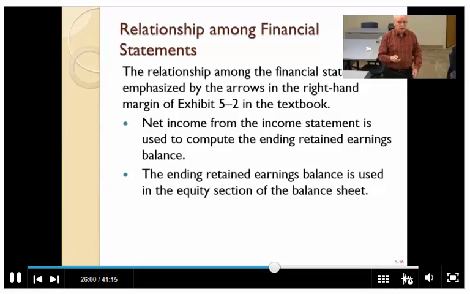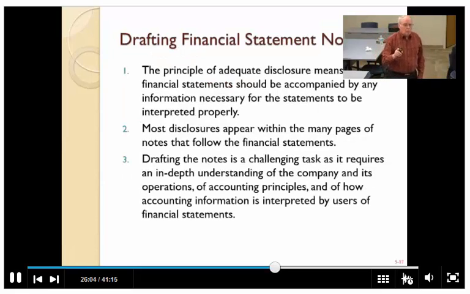Now, you will see this when you do your projects. Every set of financial statements that is prepared has footnote disclosures. Some are required, some are there just to provide further explanation.